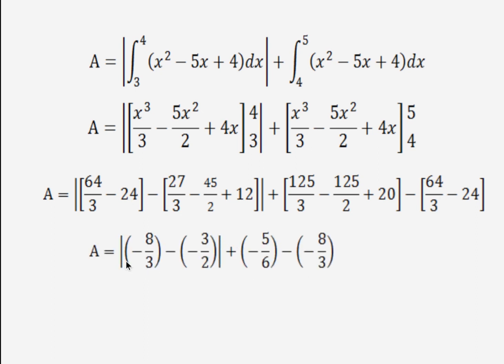simplification we get the absolute value of negative 8 over 3 minus negative 3 over 2, plus negative 5 over 6 minus negative 8 over 6, which gives the absolute value of negative 7 over 6 plus 11 over 6. Absolute value of negative 7 over 6 is 7 over 6, and 7 over 6 plus 11 over 6 will give 18 over 6, which gives 3 square units as the required area.